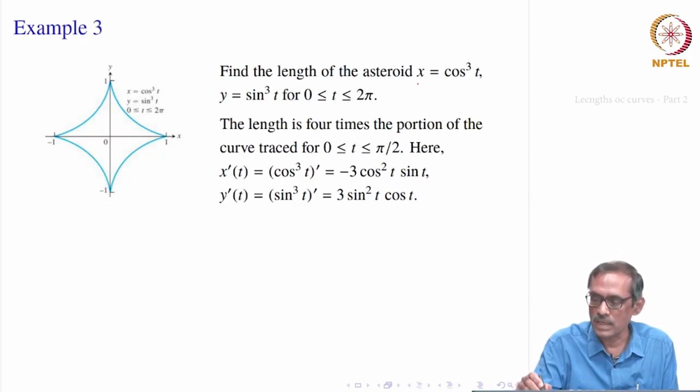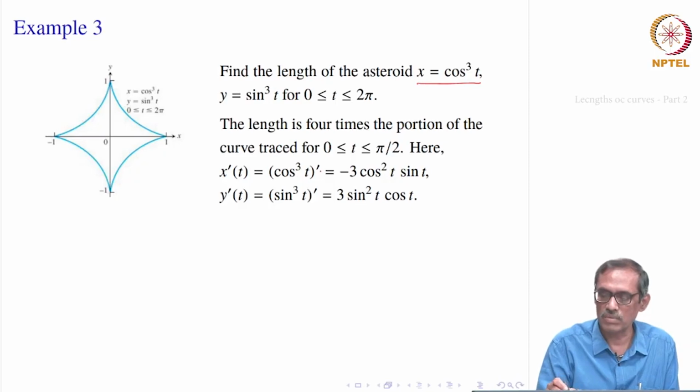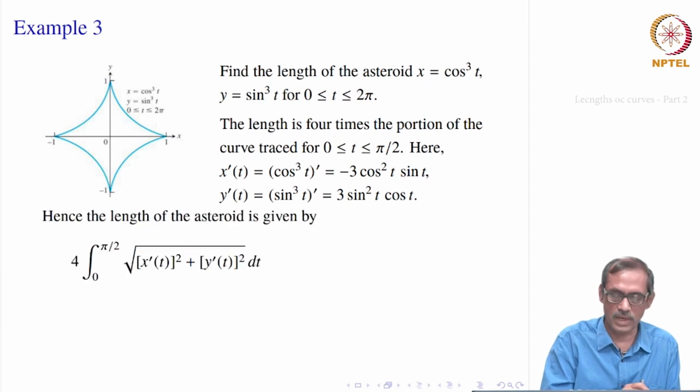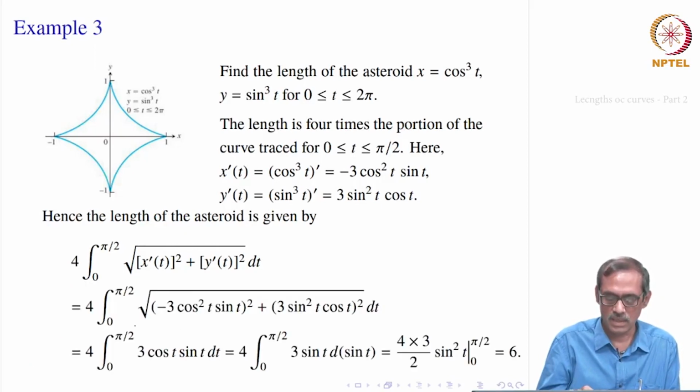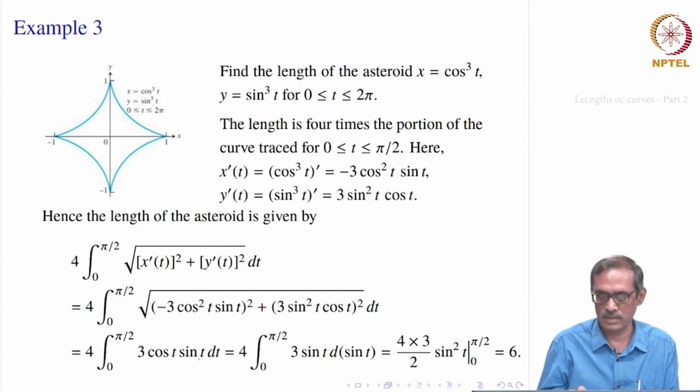So, here x prime t is the derivative of cosine cube t with respect to t. That gives 3 cosine square t into the derivative of cosine t, that is minus sine t. So, it is minus 3 cos square t sine t. Similarly, y prime t is 3 sine square t cos t, because the derivative of sine t is cos t, there is no minus, fine. Now you plug in the formula, the length of the asteroid is 4 times the integral from 0 to pi by 2 of the square root of x prime t square plus y prime t square dt. That gives 4 times the integral from 0 to pi by 2 of the square root of minus 3 cos square t sine t whole square plus 3 sine square t cos t whole square dt.